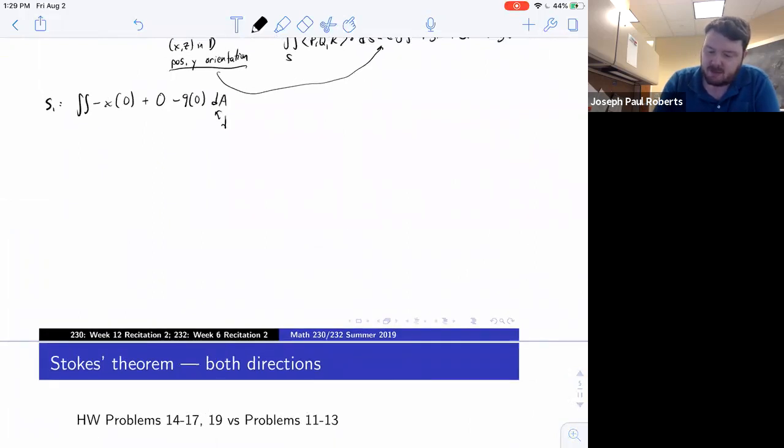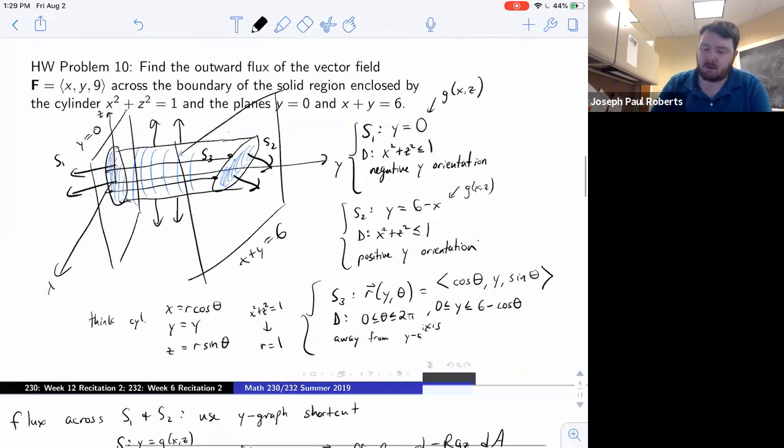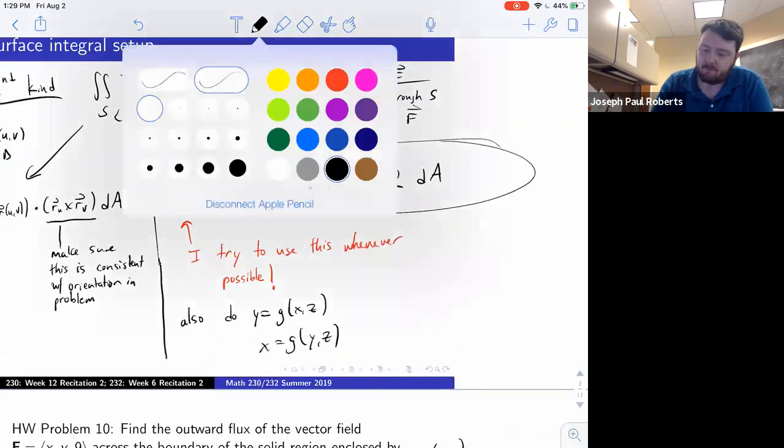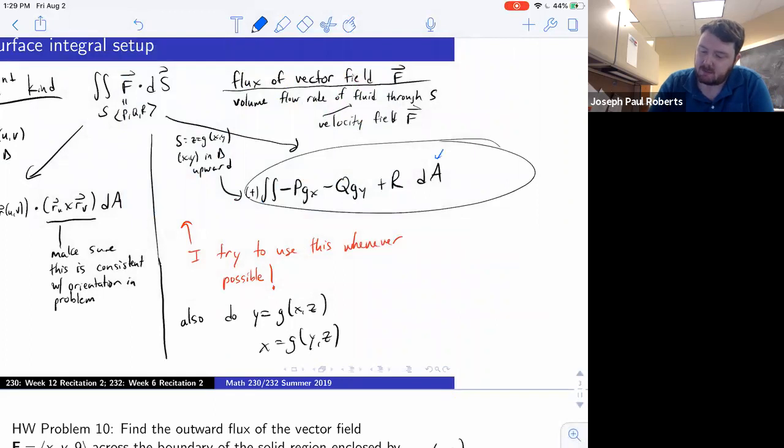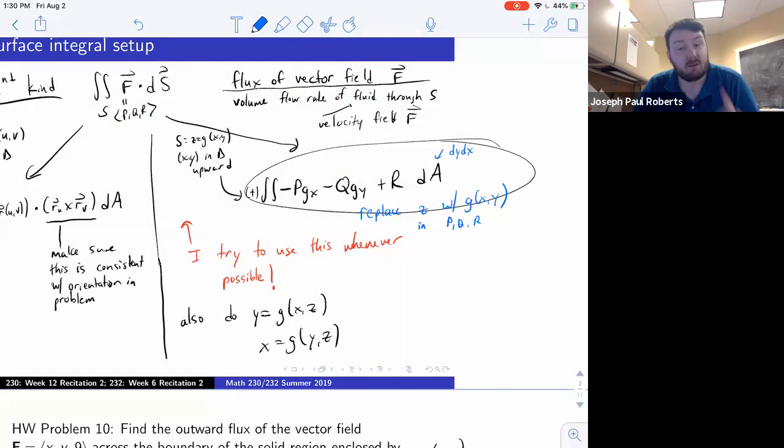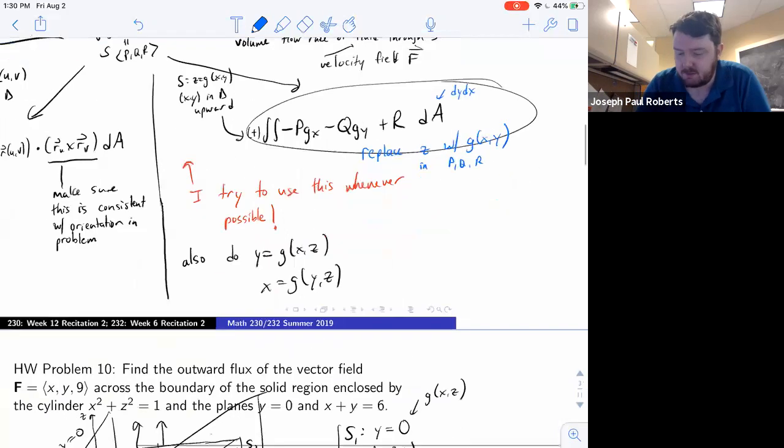Because the whole idea is that this dA is dx dz in this situation. I should point out a little extra thing to be careful of. When this dA is dy dx or dx dy, you have to replace z with g of x, y. That's really the only thing that makes sense to do, because on this surface, z is g of x, y. So replace z with g of x, y in PQR. Remember, Z could be in your vector field, but it's not allowed to be in this dy dx double integral because our answer needs to be a number. So replace Z with g of x, y in PQR.